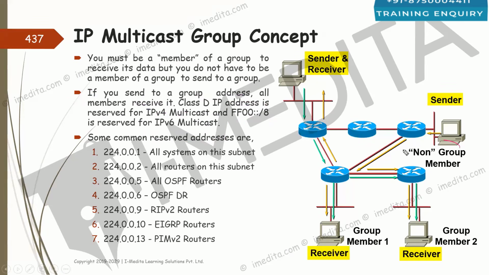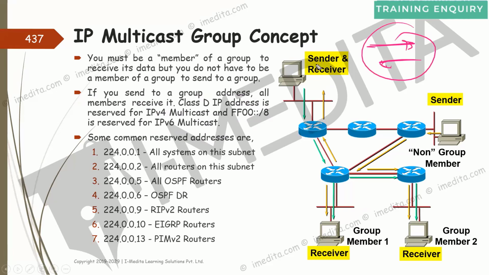So this is a non-group member. It can send the multicast stream and it can be received by these devices. This is a sender and receiver both. A device can become both sender and receiver. Think about video conferencing, audio conferencing, where the sender can become the receiver as well. Both people can communicate at the same time. So a sender can be a receiver as well. It's not like there will be a dedicated sender and a dedicated receiver. In video conferencing and audio conferencing, multiple devices can transmit and receive at the same time.